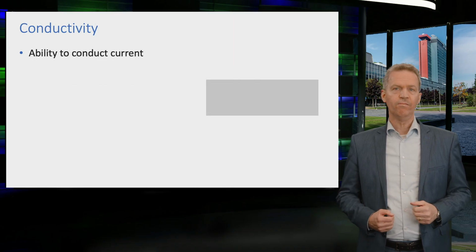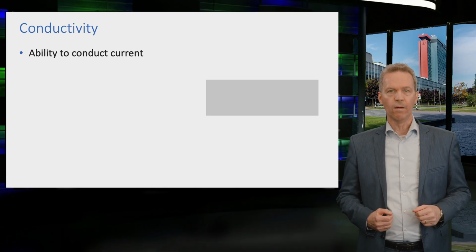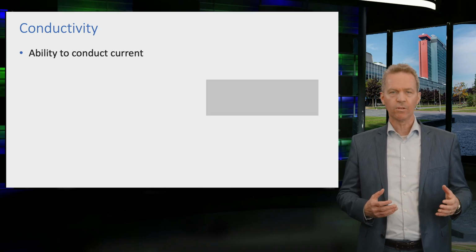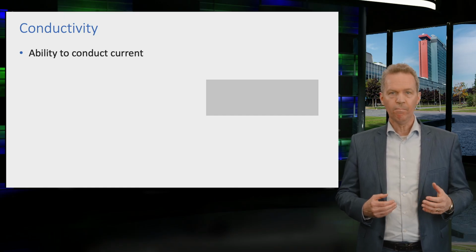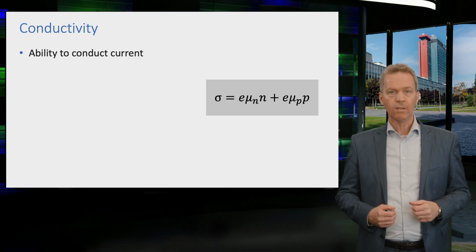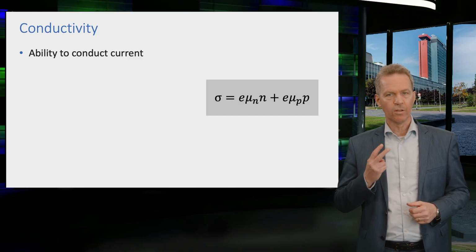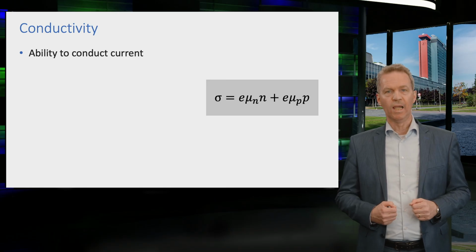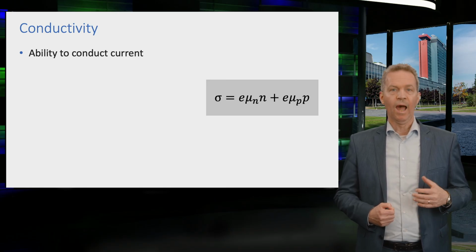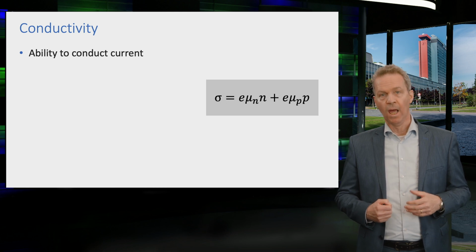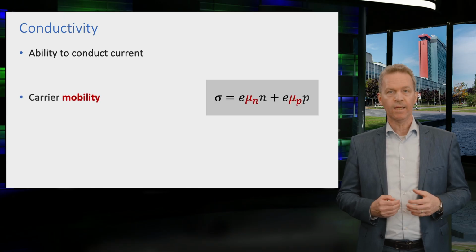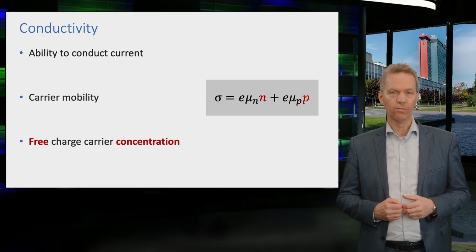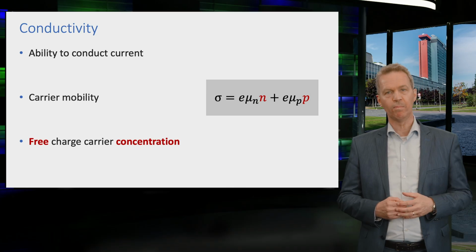The electrical conductivity of a semiconducting material quantifies the ability of that material to conduct electrical current. The conductivity, often represented by the Greek letter sigma, is given by the following equation. From this equation we see that the conductivity contains two terms. The first term is related to the conduction of free electrons, and the second to that of free holes. Important parameters in this equation are the electron and hole mobilities, indicated by the Greek letter mu, and the concentration of free electrons and holes, given by the letters N and P respectively.